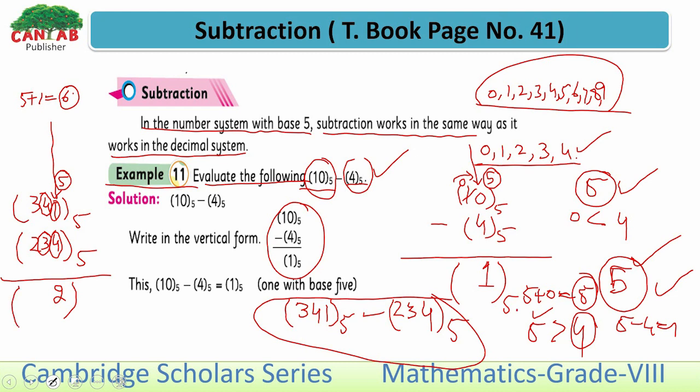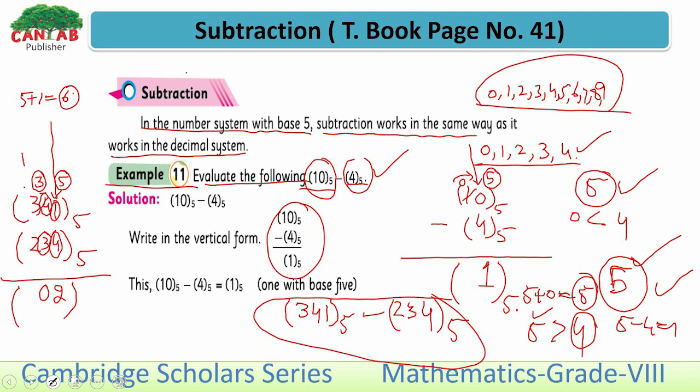So we can write 2 under the first column, and then 1 less 4, that is equal to 3. We can subtract 3 from 3 in the second column. 3 minus 3, that is equal to 0. So 0 also can be written in base 5 number system.